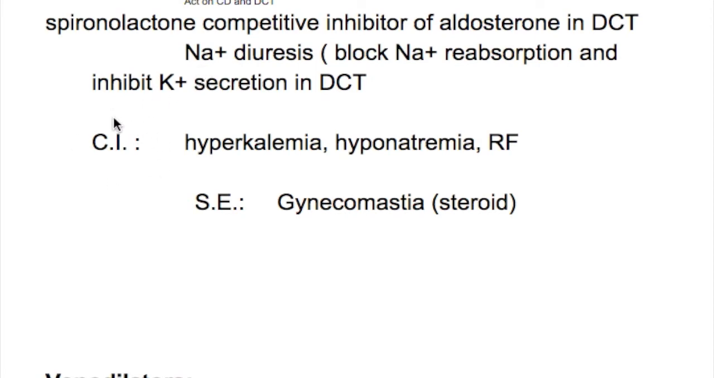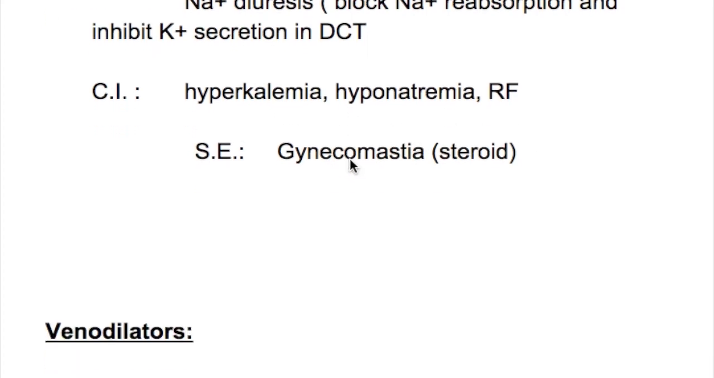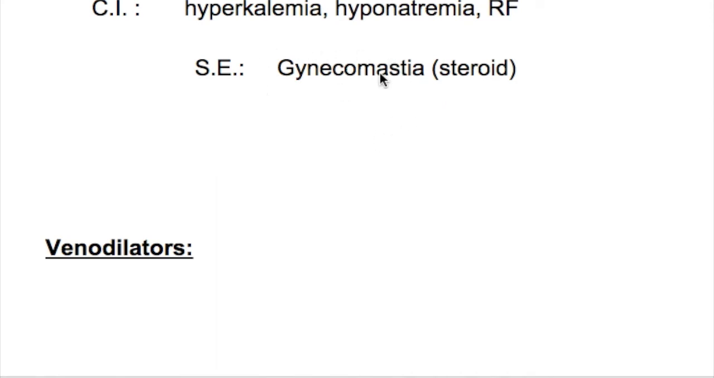So what are the contraindications to spironolactone? Hyperkalemia, hyponatremia and renal failure. Why does spironolactone cause gynecomastia? Because it's a steroid drug, so it causes steroid-like effects.